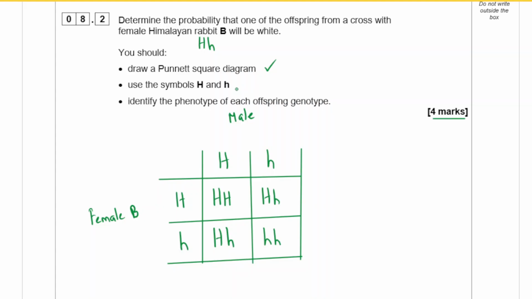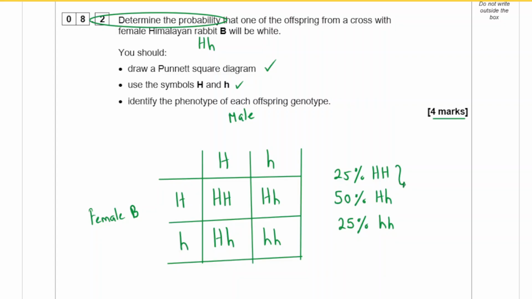We've used the symbols capital H and lowercase h. Now identify the phenotype of each of the offspring. And they're asking us to determine the probability. Let's not forget that as well. So 25% capital H capital H, 50% capital H lowercase h, and 25% lowercase h lowercase h.